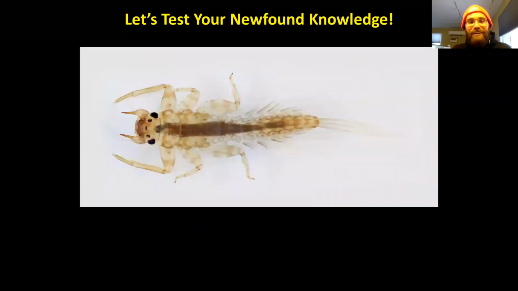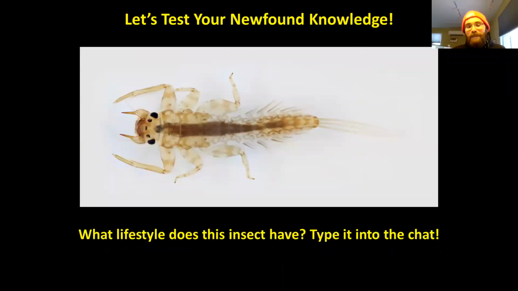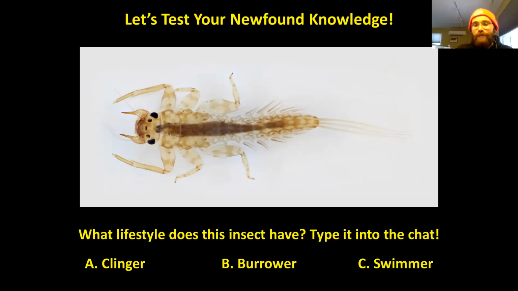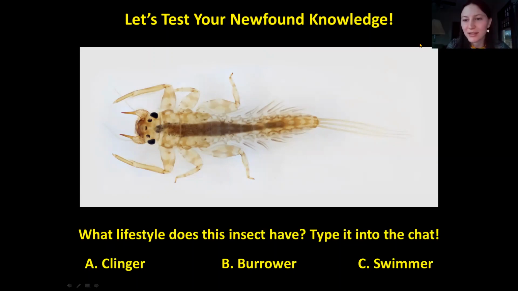All right, and then one more. This is a slightly different question. What lifestyle does this insect have? Is this a clinger, a burrower, or a swimmer? We can tell it's a mayfly, and that's not a trick question. But look at what's going on its body. Okay, we're getting some answers for clinger, some for burrower, and some for swimmer. We have the most answers for clinger so far.